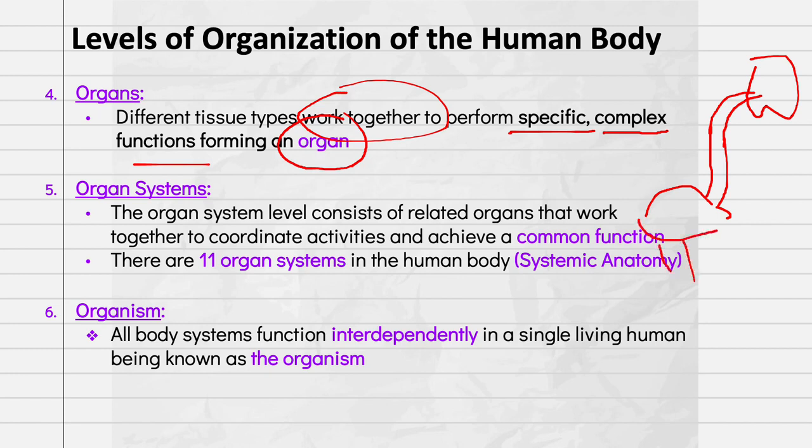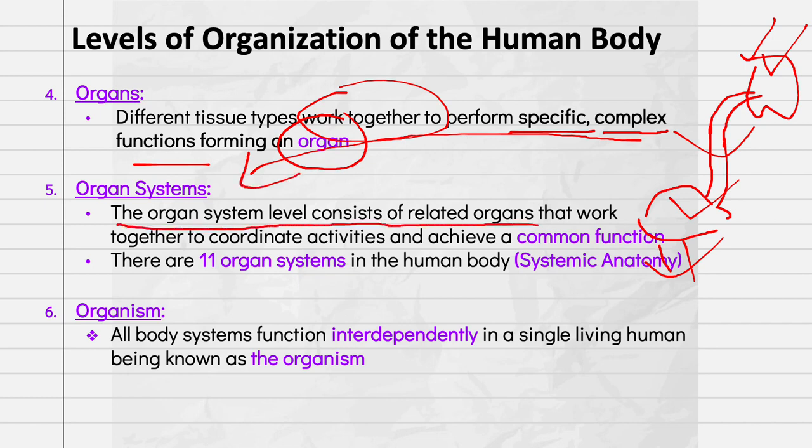All of these organs, the kidney, the ureter, the bladder, the urethra, get together, work together, perform specific complex functions, and then make a system of organs. The organs make a system known as an organ system. So the organ system level consists of related organs that work together. Those organs join together to perform a similar function, and they coordinate their activities to achieve a common function.